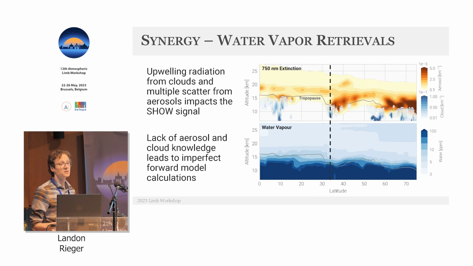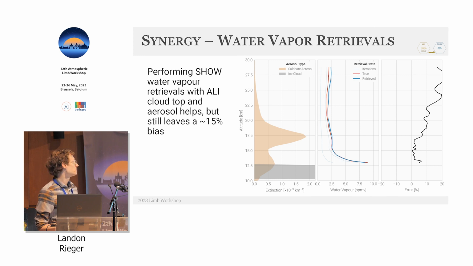As a third case, looking at the SHOW retrievals, again, this is that same case there. So looking at a part in the mid-latitudes here, where we have quite a bit of cirrus clouds right up around the tropopause, and then also quite a bit of aerosol above that. So if we do just the SHOW retrieval, these clouds and aerosols impact the multiple scattering and the upwelling radiation. And if you don't get that right, you get some relatively large biases in the water vapor.